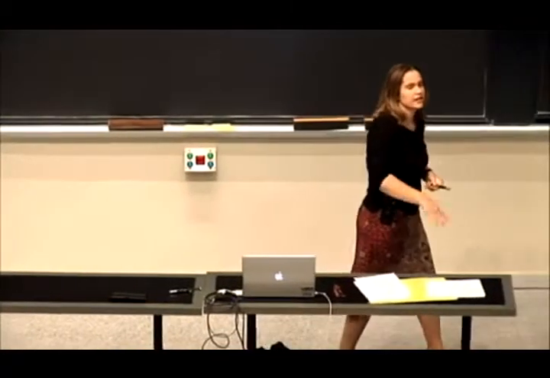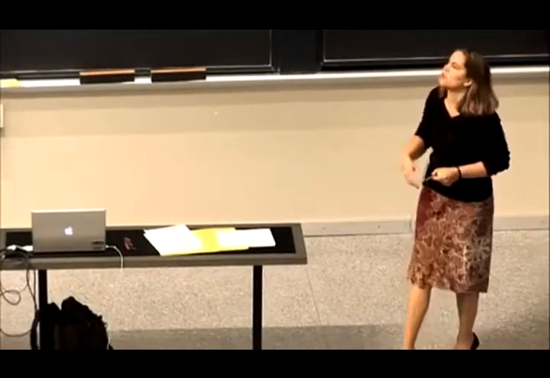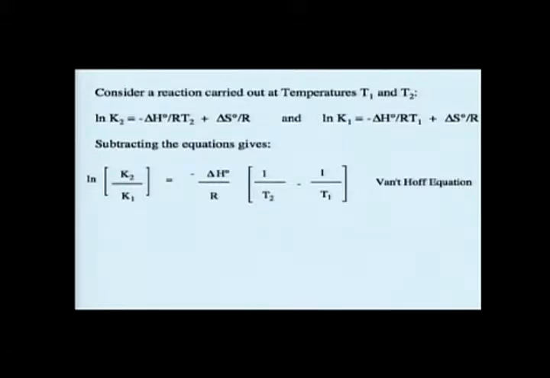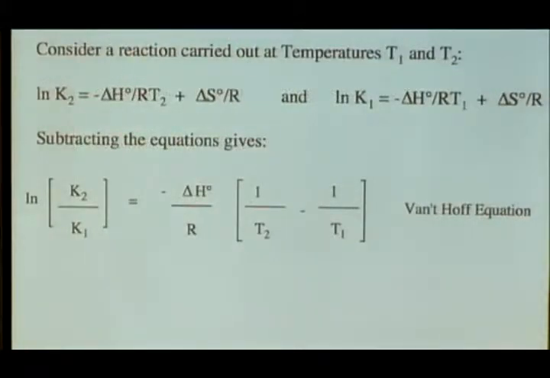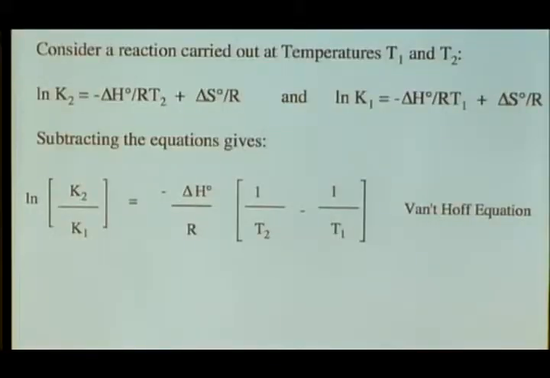So you can consider an equilibrium constant at one temperature and an equilibrium constant at another temperature. So we can talk about the natural log of K2, an equilibrium constant 2, equal to minus delta H over R T2 plus delta S naught over R. We can do the same thing for another temperature 1, equilibrium constant 1. And if we subtract these two, delta S is going to cancel out, and we're going to get this equation, which you know is important because it has a name. So this is the Van't Hoff equation.